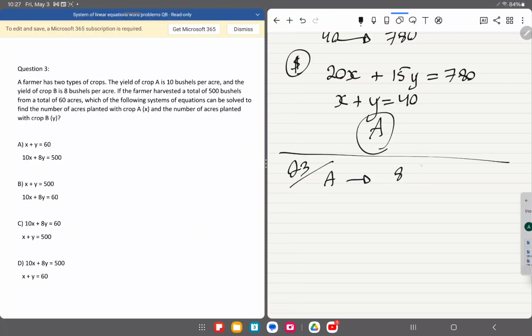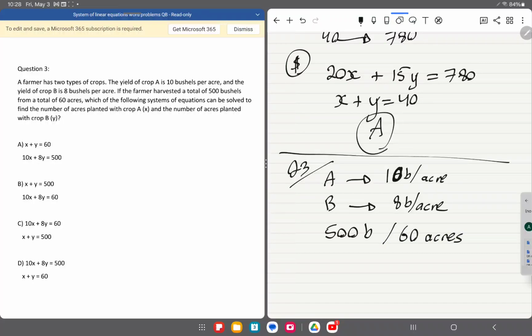A, 8 per acre, and B, 8 per acre. Now, where is it? If the farmer harvested 500 bushels, so this is B per acre. Wait, this one is a 10. Okay, 10 bushels per acre, 8 bushels per acre. Now, 500 bushels per 60 acres.